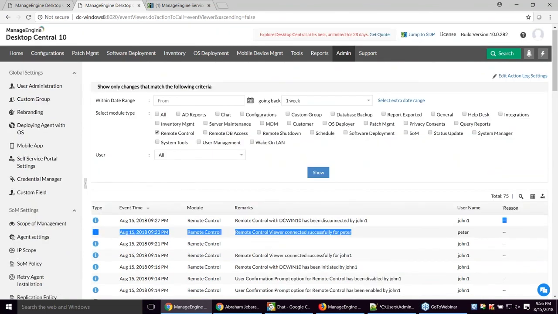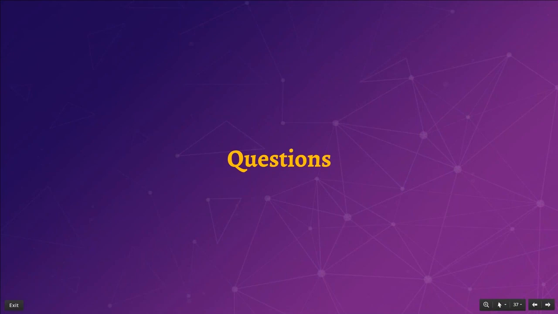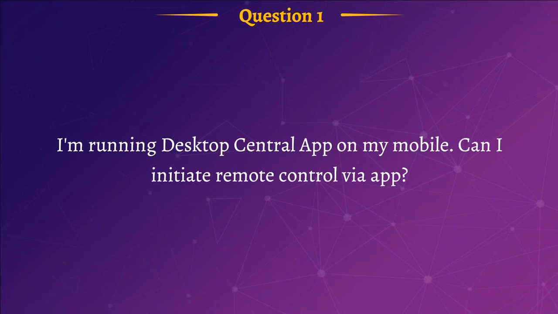Okay, so that's all about the scenarios and solutions. So let's have a quick look at the frequently asked questions here. Question number one: I'm running the Desktop Central app on my mobile. Can I initiate remote control via the app? Yes, of course, this is a very important feature.